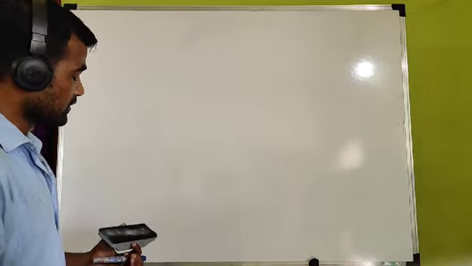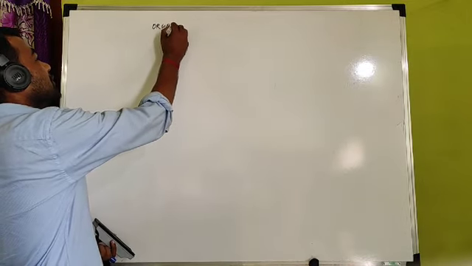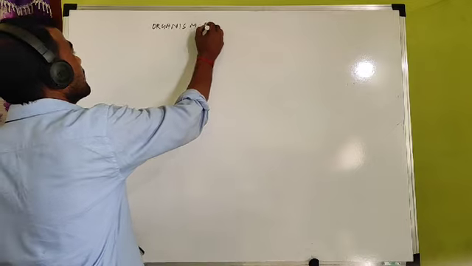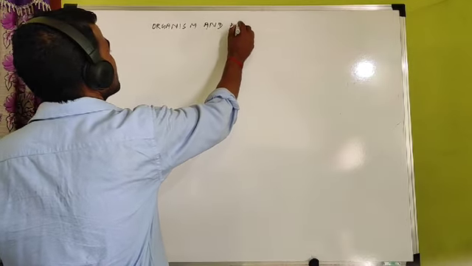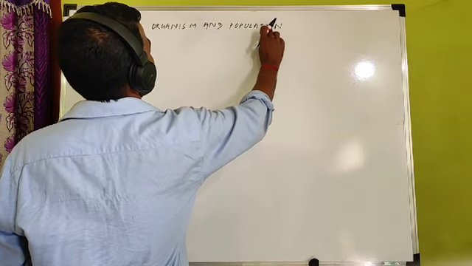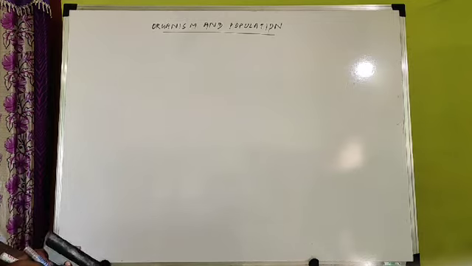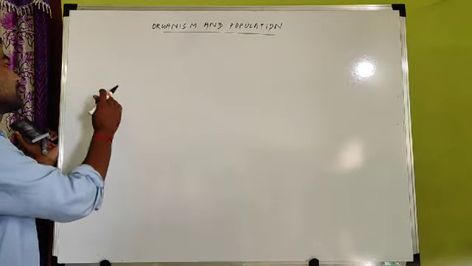Last class we just started organism and population. In this chapter we have discussed a few important terms about organism and population. The first term, I am just summarizing in one minute.